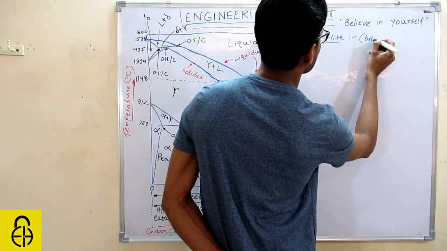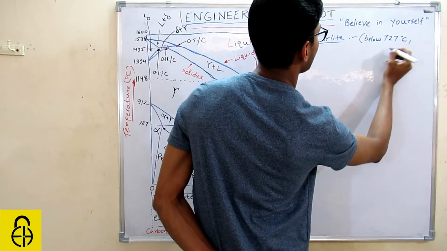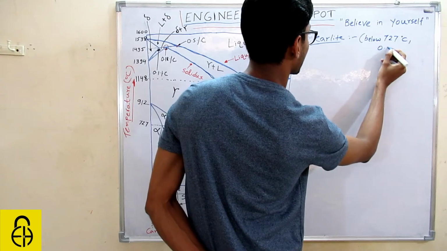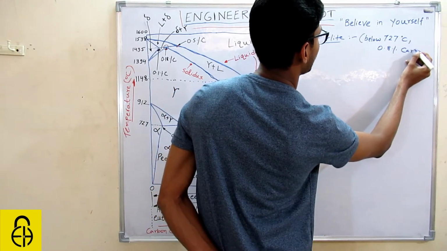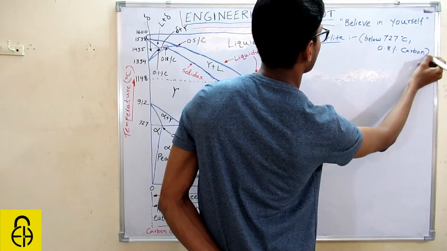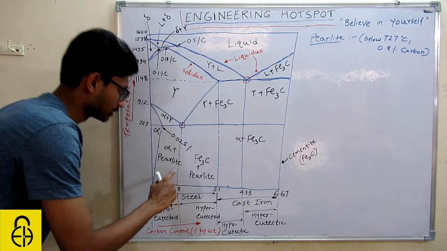Below 727 degrees Celsius and 0.8% carbon, you have completely perlite region.